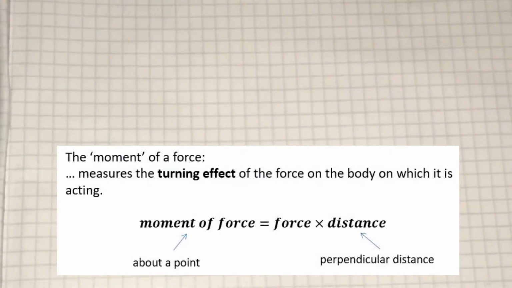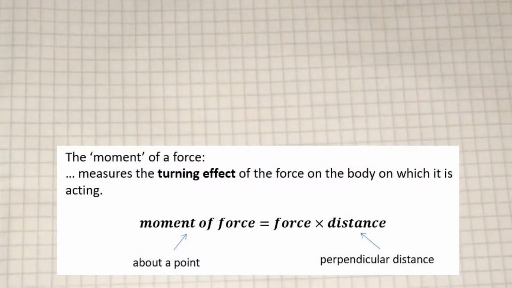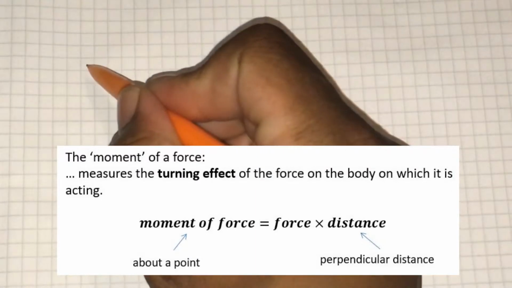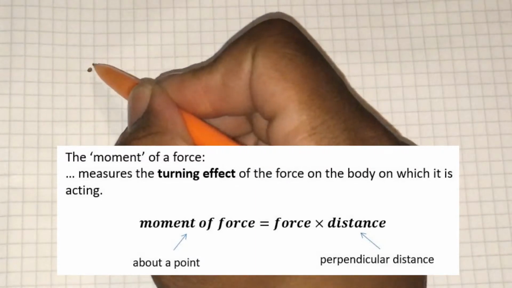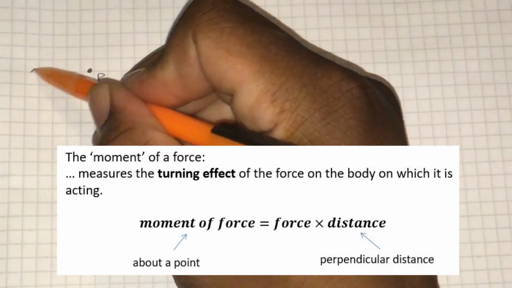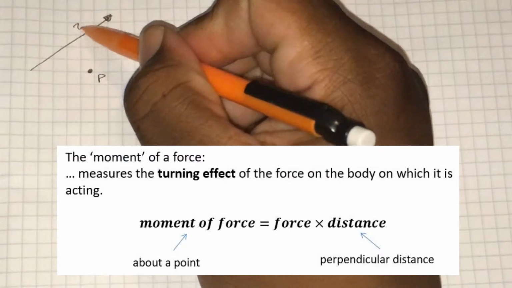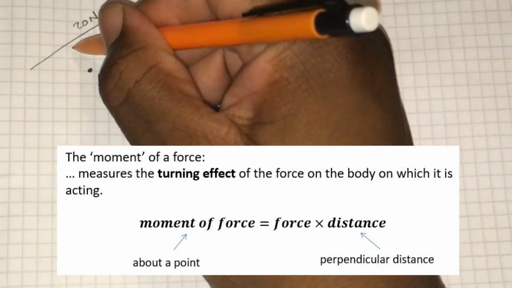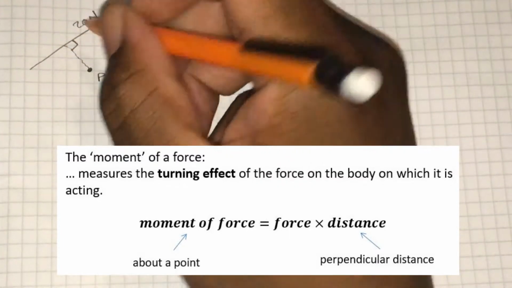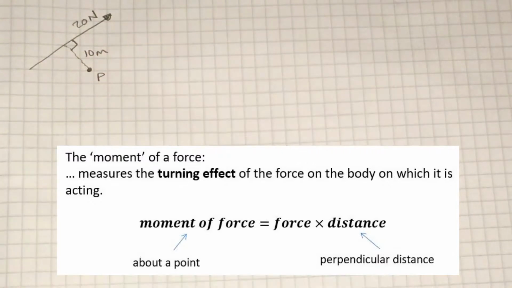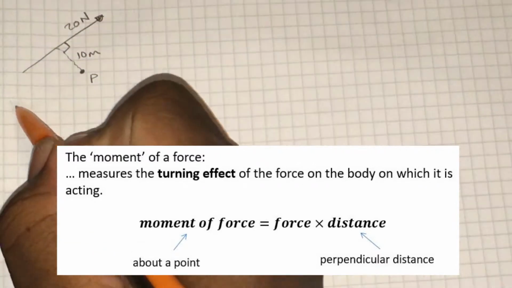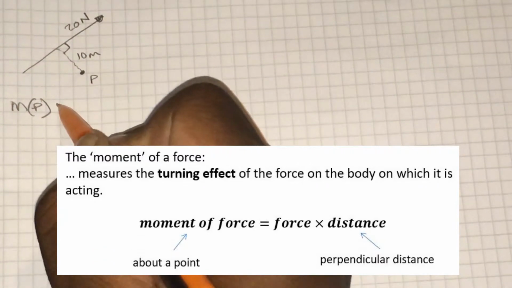Okay, so we'll be looking at something new in mechanics. We're going to be looking at moments. A moment is the turning effect that a force applies to a body. So here I have a pivot point P. I have a force of 20 newtons. To calculate the moment, I need to know the distance, the perpendicular distance from that pivot point to the force.